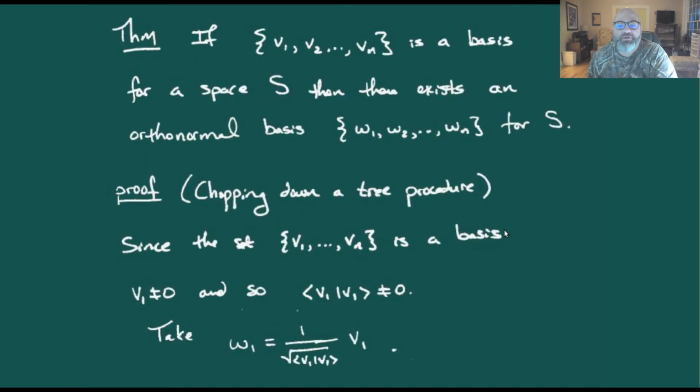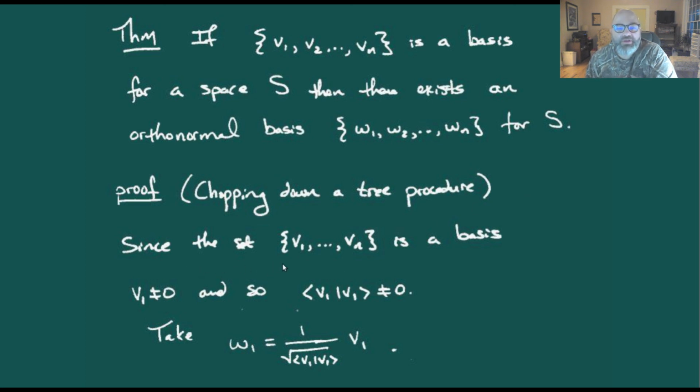So the theorem that we can get with this is that if v1 up to vn is a basis for a space S, then there exists an orthonormal basis, w1 up to wn, for that space S. Now the procedure we're going to use is kind of a chopping down a tree procedure, in that we'll slowly, one whack at a time, take a piece out until we eventually get to the result that we want.